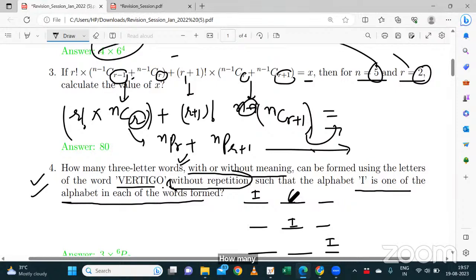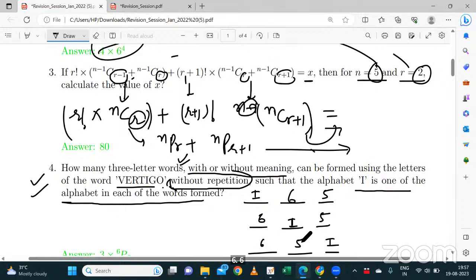How many letters? Six, right? For the third place, 5. Here I have already used I. For the first place, I can use any of the 7, or 6? 6, because I is already used and I can't repeat the letters, right? For the third it is 5.